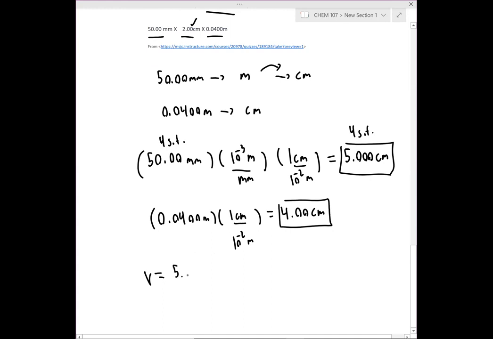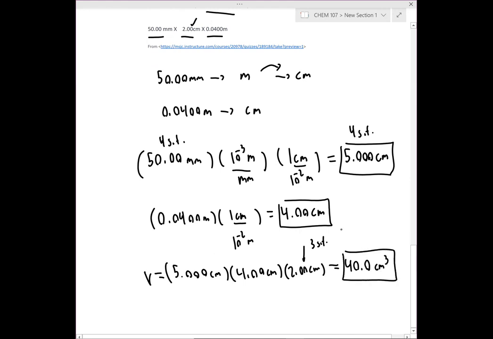So now that I have all of my lengths in centimeters, my volume is just going to be each of our lengths times width times height. So we have 5.000 centimeters times 4.00 centimeters times 2.00 centimeters. So our final answer needs to have 3 sig figs. And that in turn gives us 40.0 centimeters cubed.